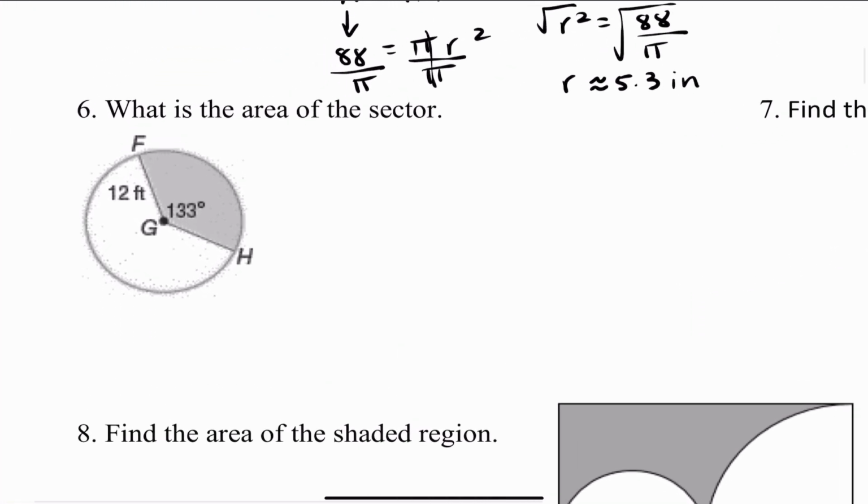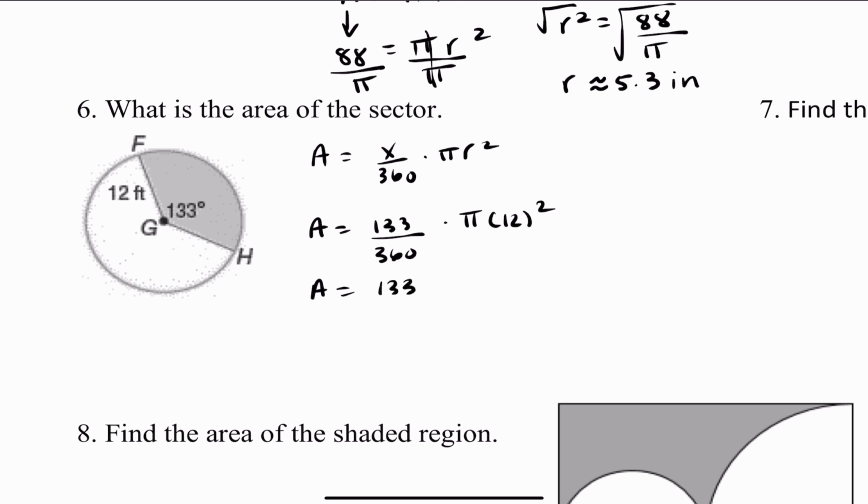Number 6, it says, what is the area of the sector? You're going to leave your answer in terms of pi for this one as well. So get your calculator out. The sector area formula: A is equal to x over 360 times pi r squared. Let's take a look at the shaded region. It is 133, and it's out of 360, right? So the area is equal to 133 over 360 times pi, the radius is 12, quantity squared. A equals 133 over 360 times 144 pi, because 12 squared is 144.